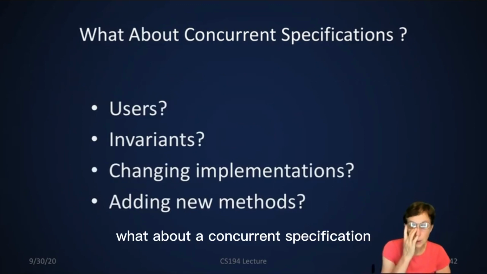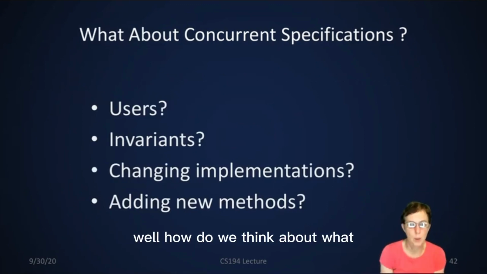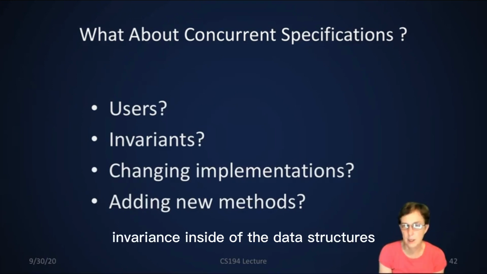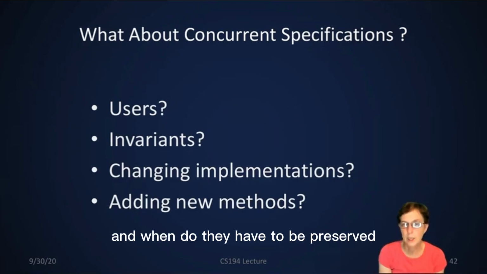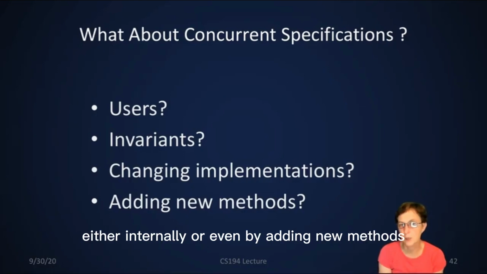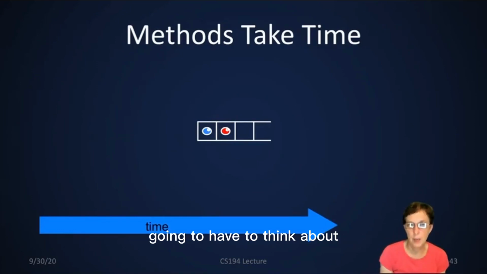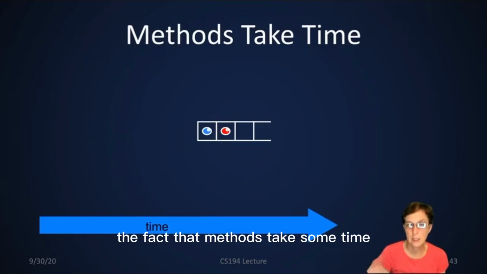What about a concurrent specification? Well, how do we think about what the user needs to worry about? How do we maintain invariance inside of the data structures? And when do they have to be preserved? And what happens when we start changing implementations, either internally or even by adding new methods? Well, the thing that will change in this case is we're really going to have to think about the fact that methods take some time.